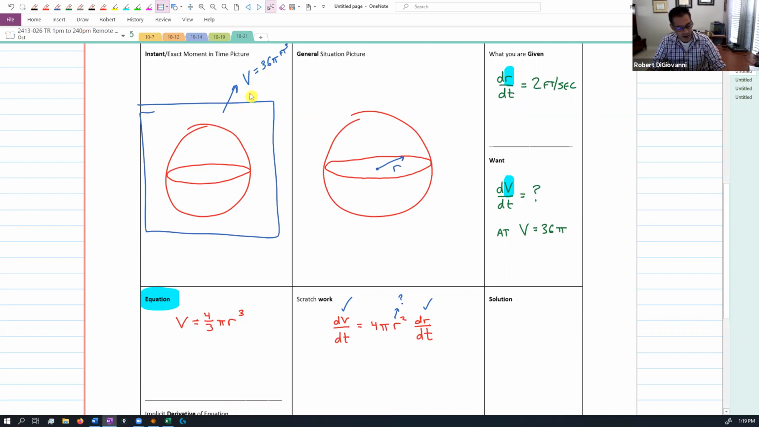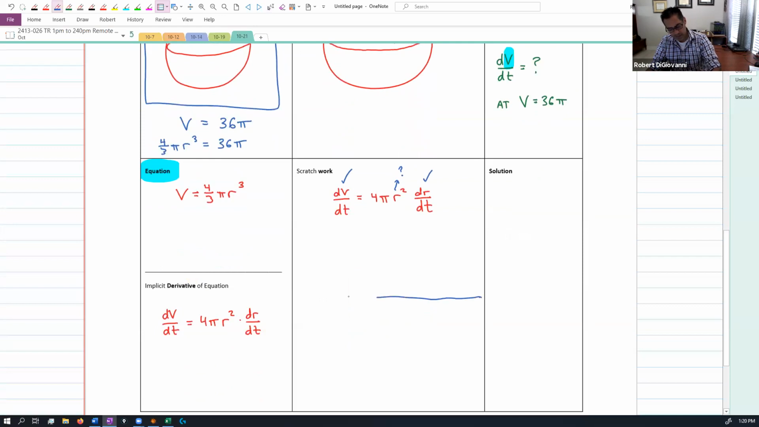So at the instant in time, my volume is 36 pi. But volume is 4/3 pi r cubed. That has to be equal to 36 pi. Do you see how what I'm doing is I'm using the instant in time, the instant in question, this exact moment. And now that I've differentiated, I can look at this and say, at that moment, what's the radius? I know the volume, what's the radius?